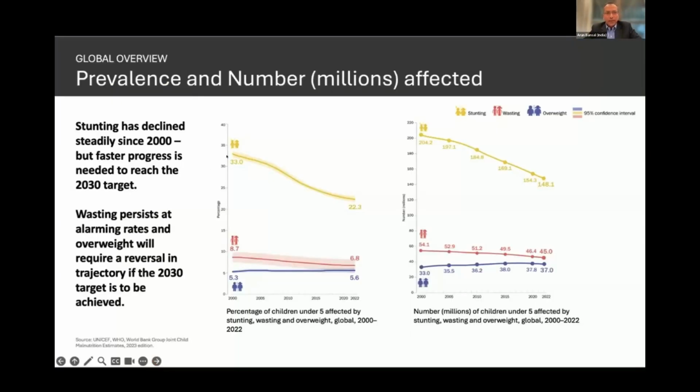So what is the trend of malnutrition from the year 2000 till 2022? The yellow line represents stunting, the red line is wasting, and the blue line is overweight. It has significantly come down over the last 20 years. Stunting has come down from 33 to 22%, but there is not so much improvement in wasting. In fact, obesity or overweight has started increasing because of our lifestyle. The left side table is in percentages and the right side is in numbers.